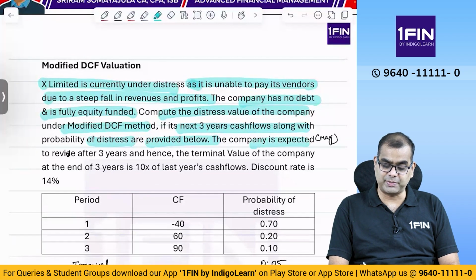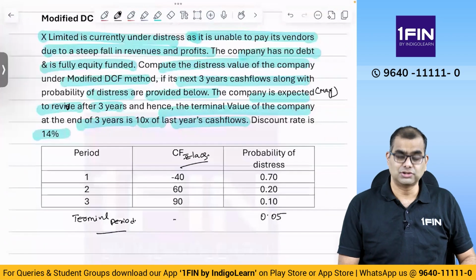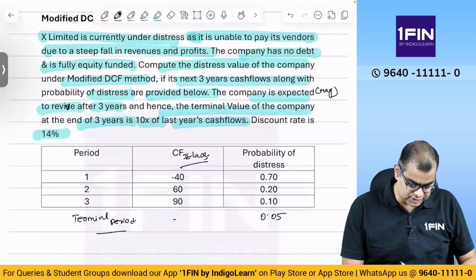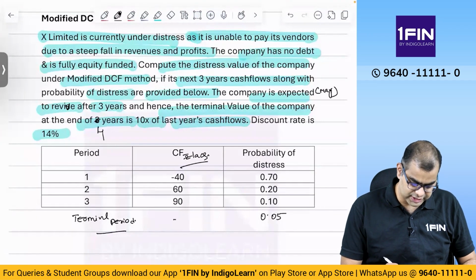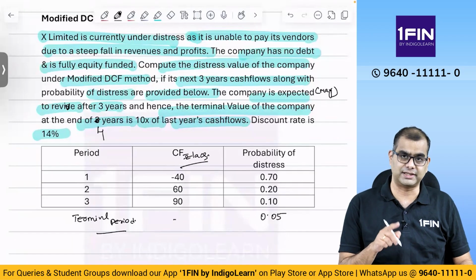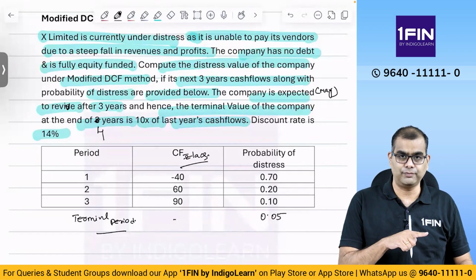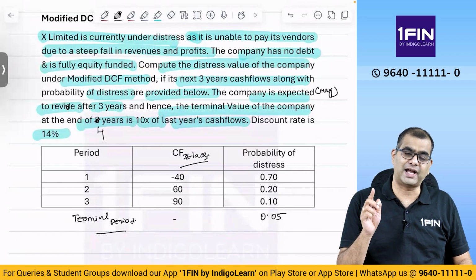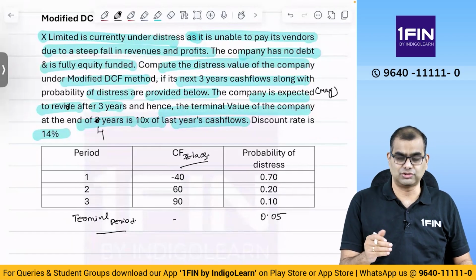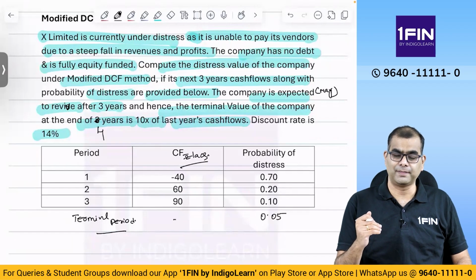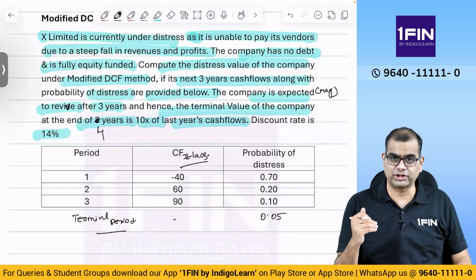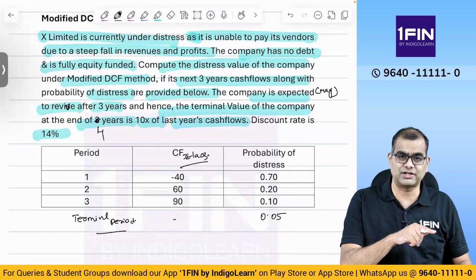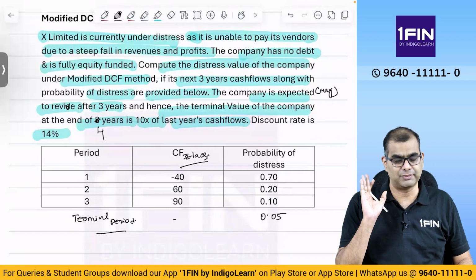The company is expected, or may, revive after 3 years. So the terminal value of the company at the end of 4 years, not 3 years, is 10x of last year's cash flow. So basically they are saying third year cash flow into 10 times is the terminal value at the end of the 4th year. So we compute the terminal value at the end of 4th year, which is basically 10 times year 3's cash flow, and discount by the 4th year present value factor.